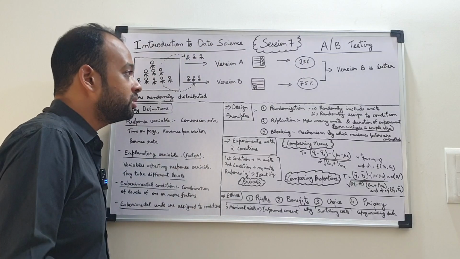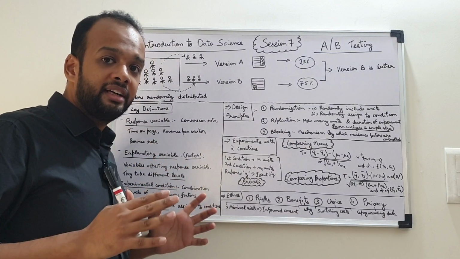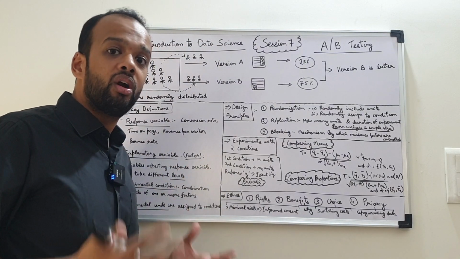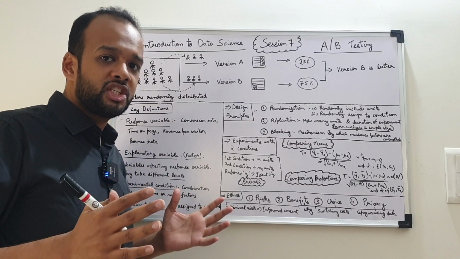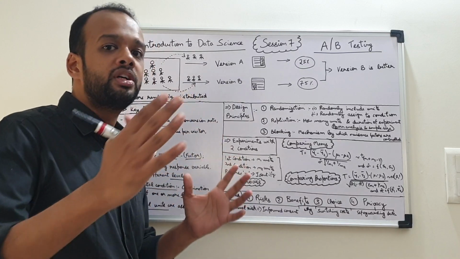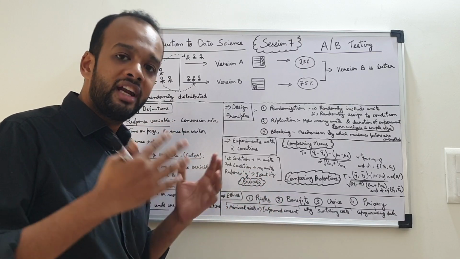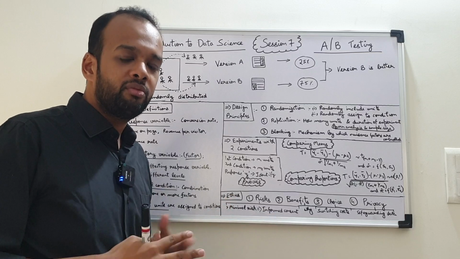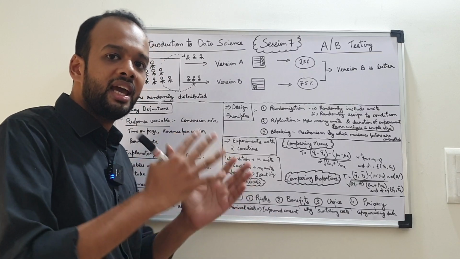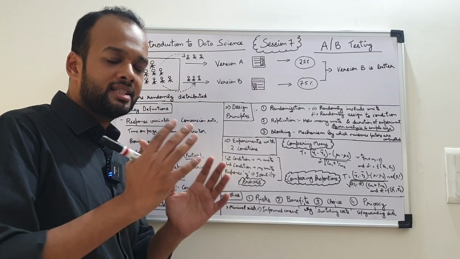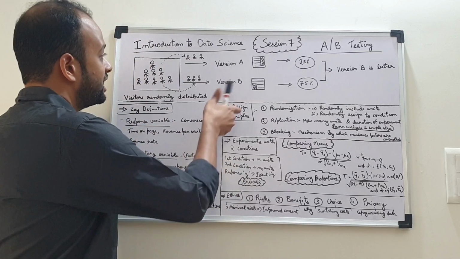Now let's talk a little bit in detail about what A/B testing is all about. As the term suggests, we are looking at two versions of a particular item, or a particular web page, or any particular decision that we want to make. So we have two versions, A and B. A/B testing deals with two versions primarily. That's what we are looking at here.